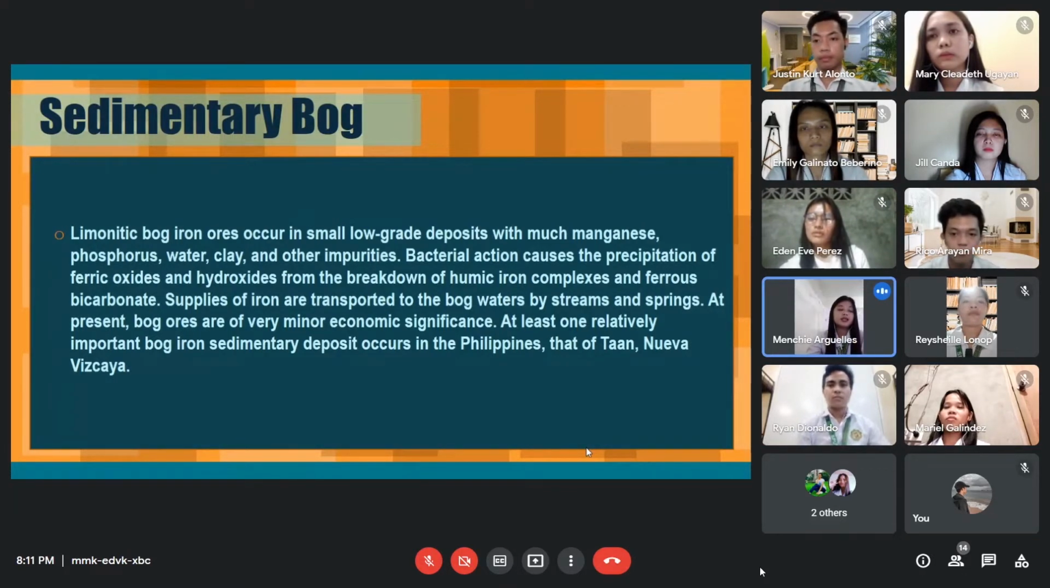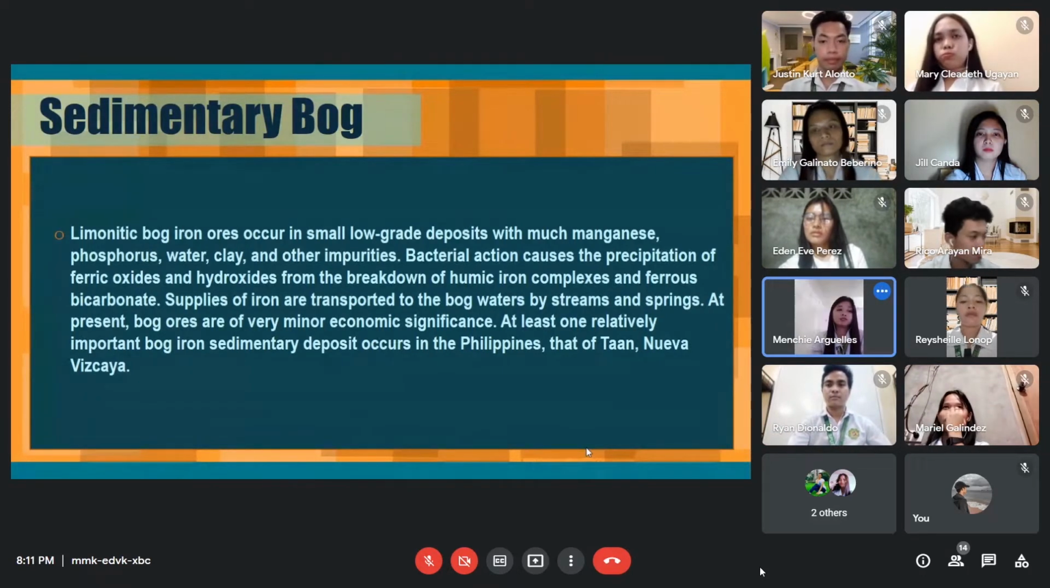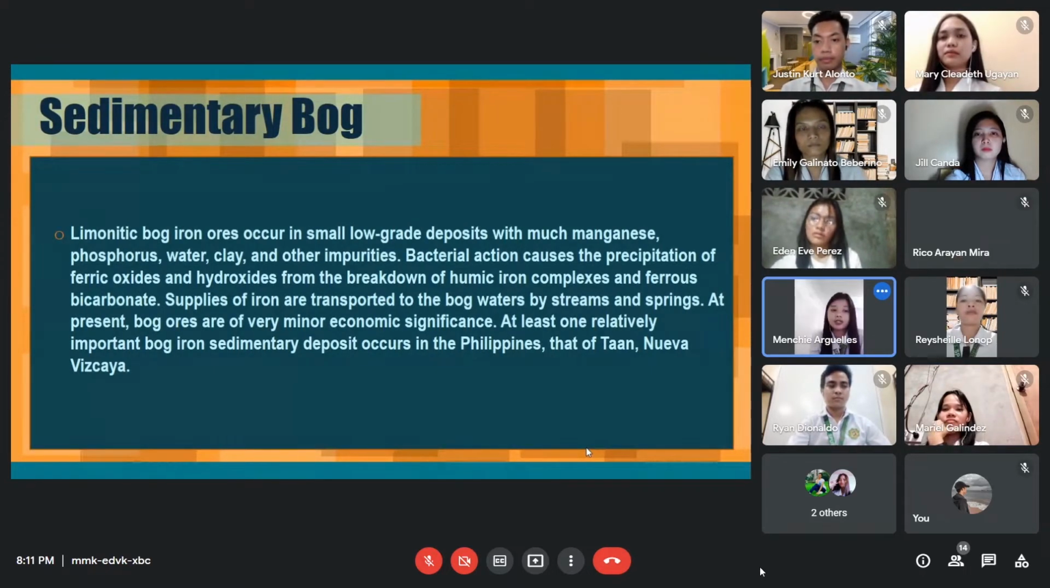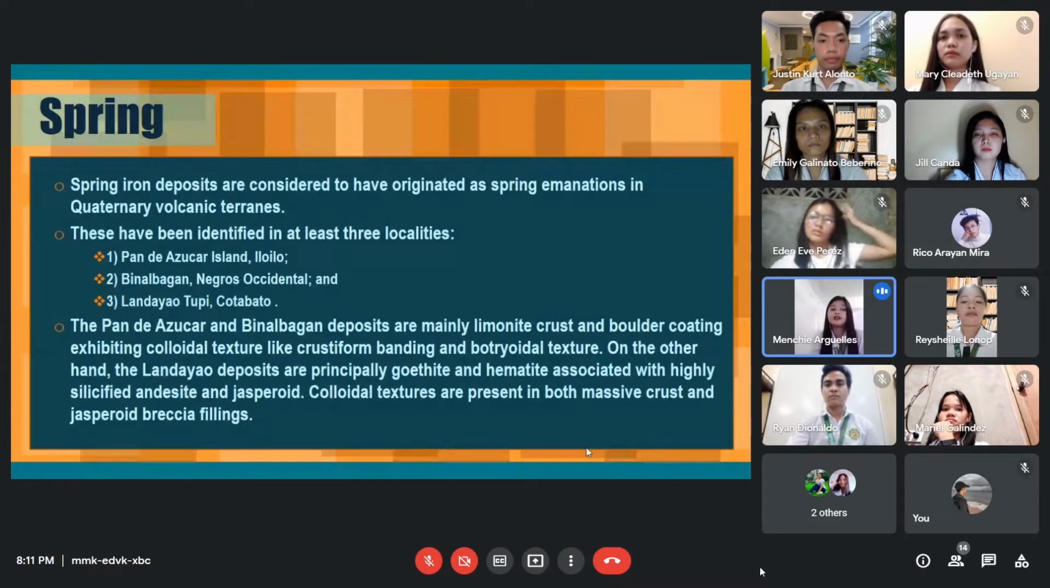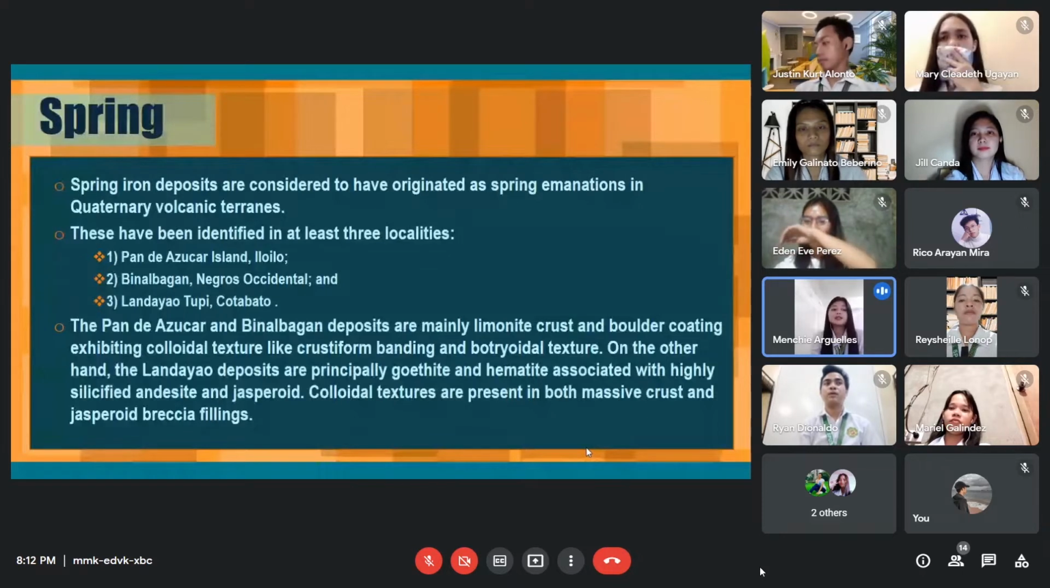And last in the classifications of iron deposits is the spring. The spring iron deposits are considered to have originated as spring emanations in quaternary volcanic terrain. And there are at least three localities that are identified here. First is Pan de Azúcar Island of Iloilo, second is in Binalbagan, Negros Occidental, and third is in Landayo, Tupi, Cotabato.